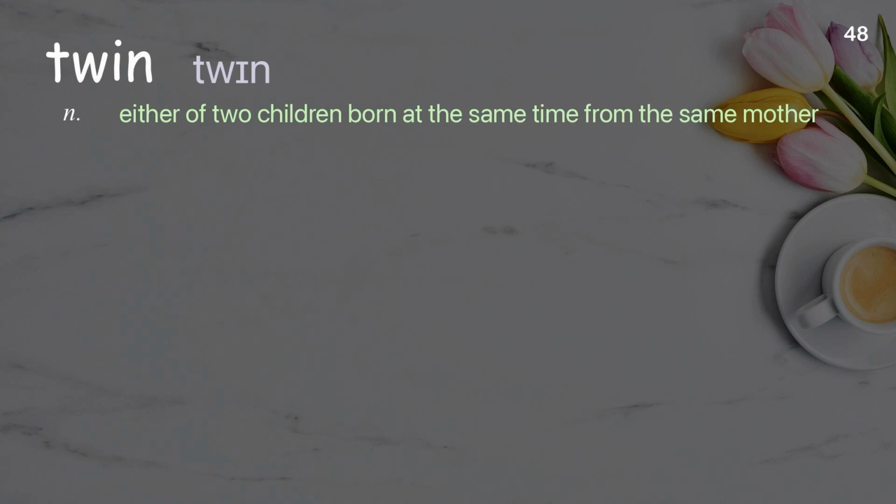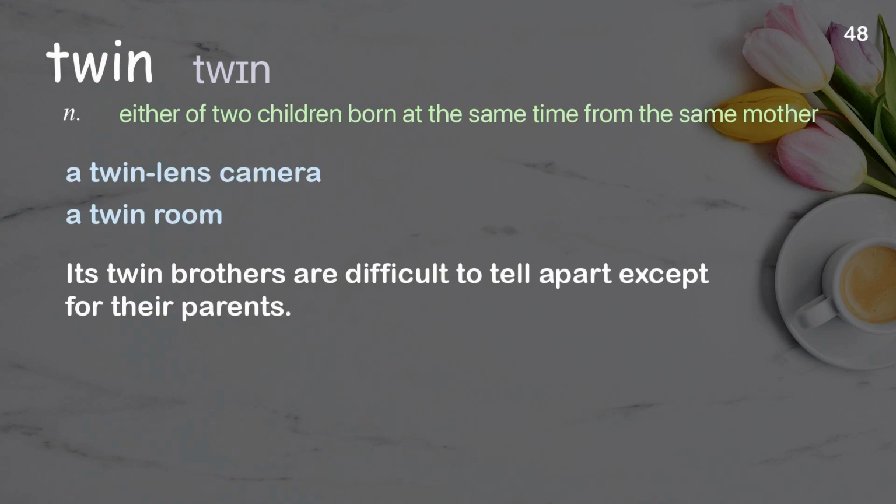Twin. Either of 2 children born at the same time from the same mother. Examples: A twin lens camera. A twin room. Its twin brothers are difficult to tell apart except for their parents.